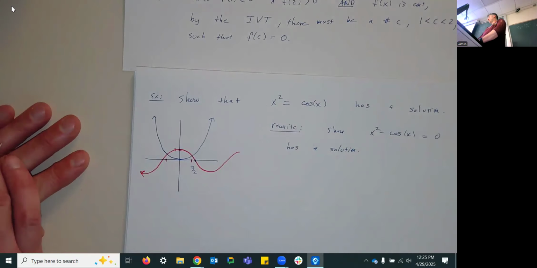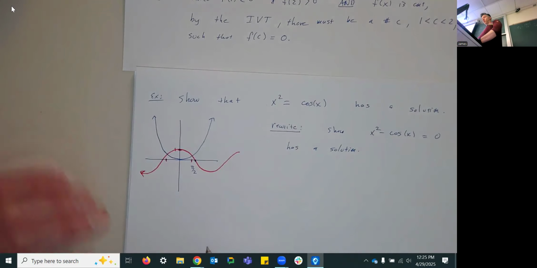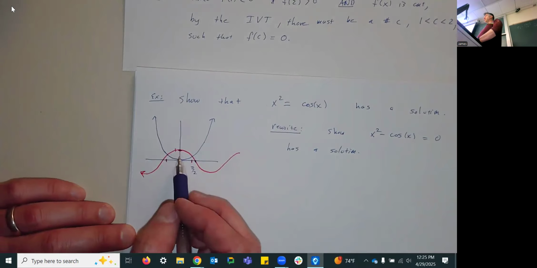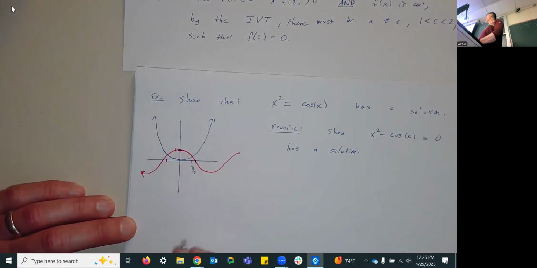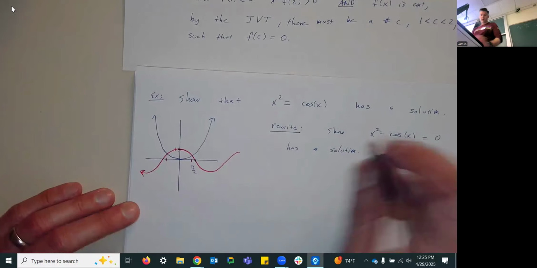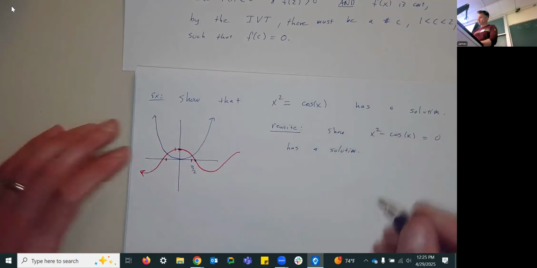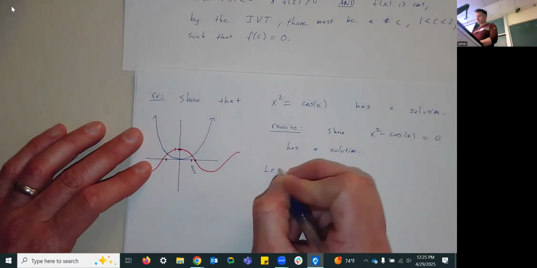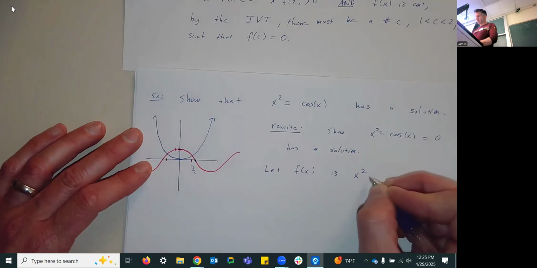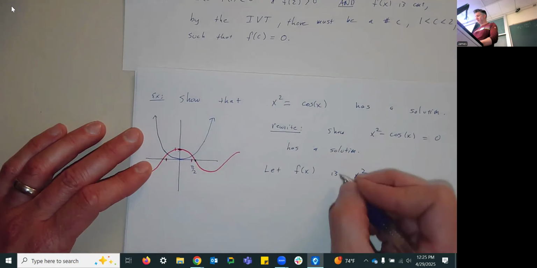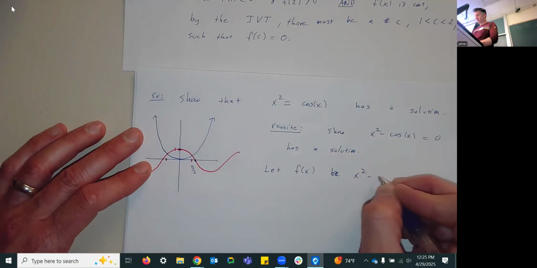And I'm making an educated guess here. I'm pretty sure that this is going to be one sign at 0 and a different sign over here at pi over 2. Well, let's check. So what we usually do at this point is we say that our function f of x is x squared. Let f of x be x squared minus cosine x.